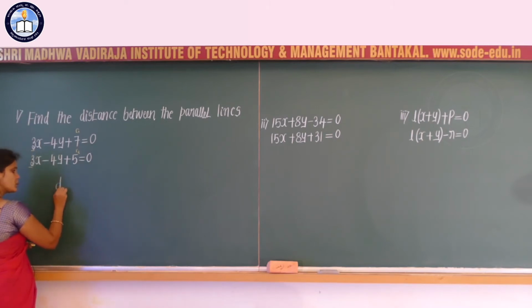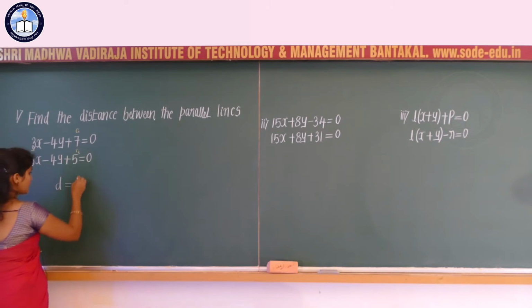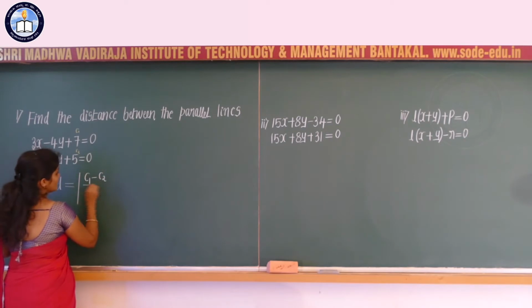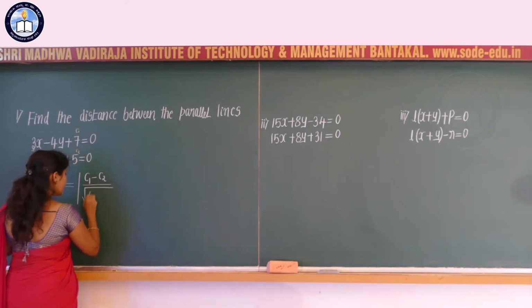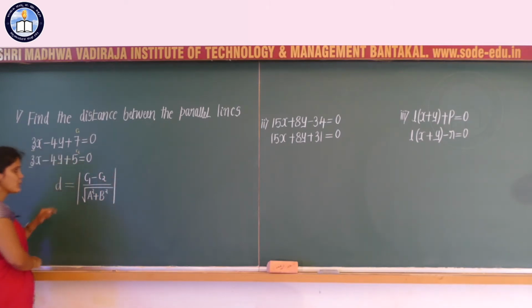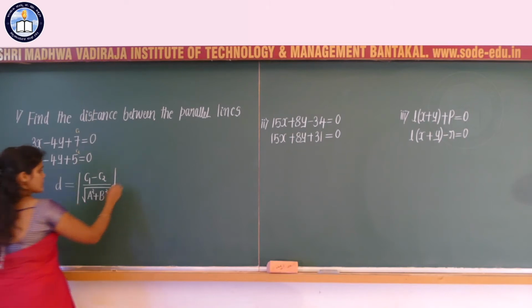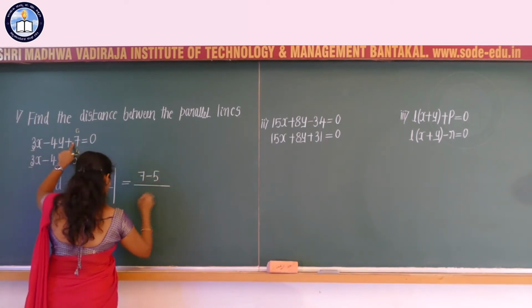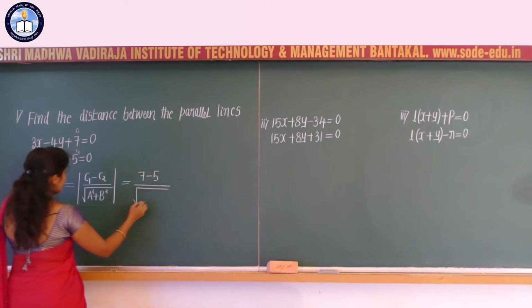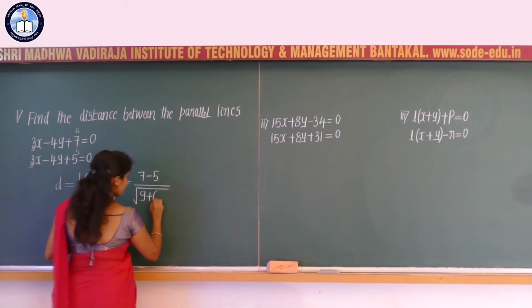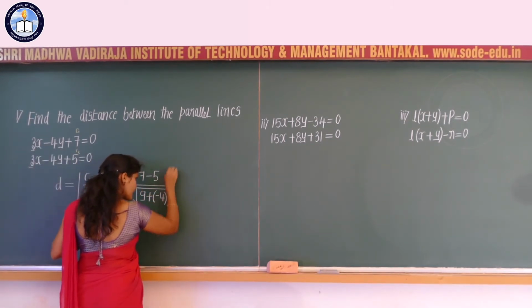So distance between two lines is given by the formula, that is nothing but D is equal to absolute value of C1 minus C2 divided by root of A square plus B square, or we can write it as absolute value of C2 minus C1 divided by root of A square plus B square. So which is nothing but C1 value is equal to 7. 7 minus 5 divided by root of A square is nothing but 3 square, that is 9, plus B square is nothing but minus 4 whole square.